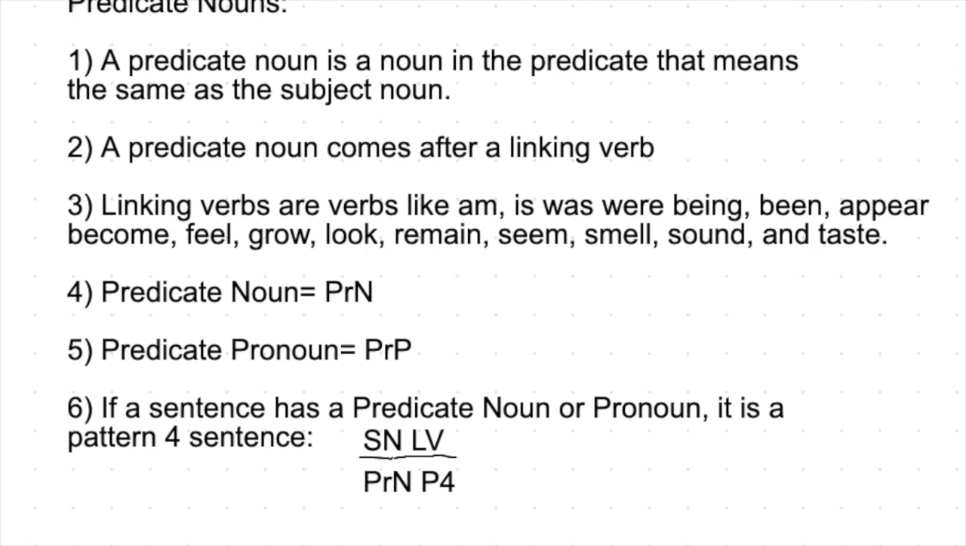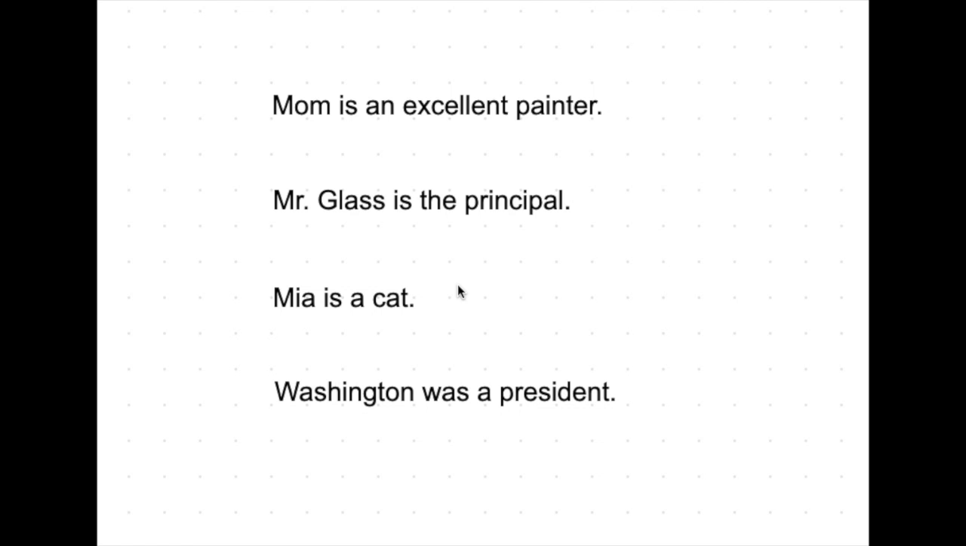A predicate noun is labeled as PRN, and a predicate pronoun does the exact same thing. It's the same thing except that it's a pronoun, like she, I, me, etc. A predicate pronoun is labeled PRP. If a sentence has a predicate noun or pronoun, it is a pattern 4 sentence, and you label it like this. All right, we're going to practice a few of these together.